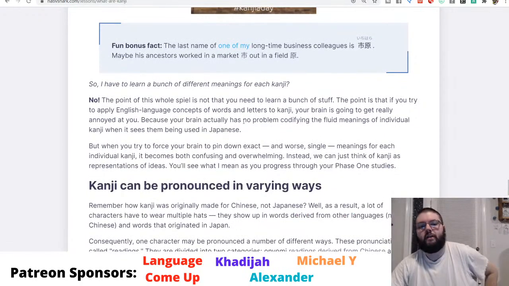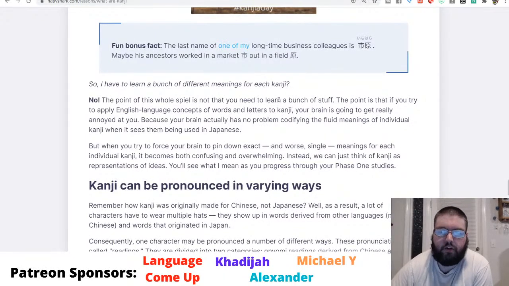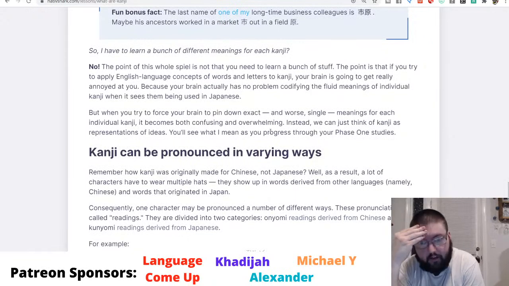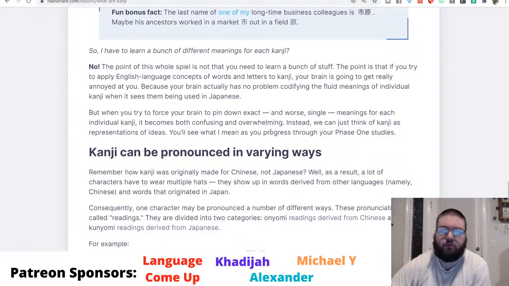So you have to learn a bunch of different meanings for each kanji? No, the point of this whole spiel is not that you need to learn a bunch of stuff. The point is that you try to apply English language concepts of words to kanji. Your brain is going to get really annoyed at you, because your brain actually has no problem codifying the fluid meanings of individual kanji when it sees them being used in Japanese. But when you try to force your brain to pin down exact and, worse, single meanings for each individual kanji, it becomes both confusing and overwhelming instead. We can just think of kanji as representations of ideas. You'll see what I mean as you progress through Phase 1 studies.